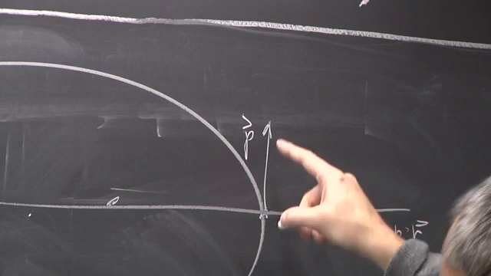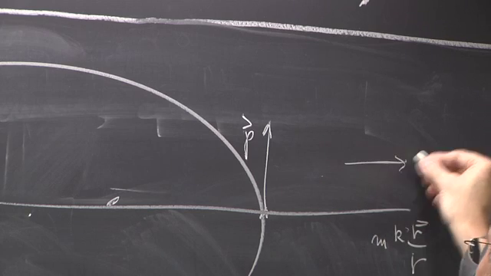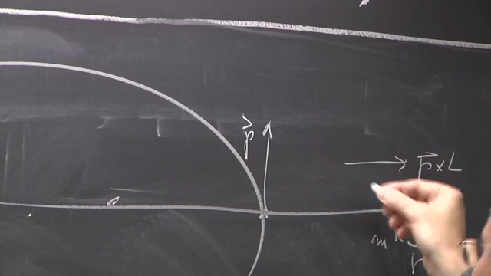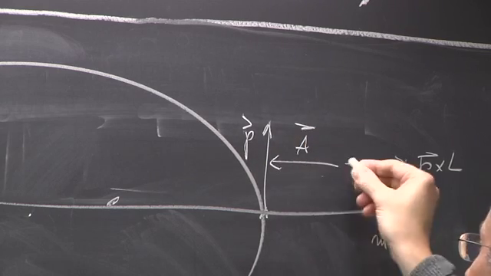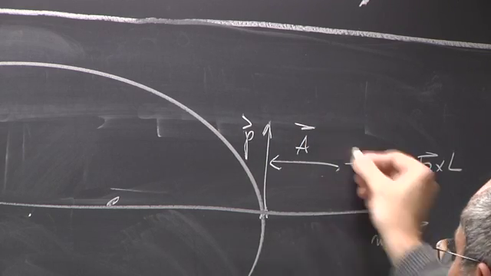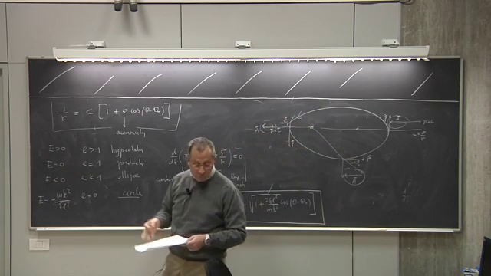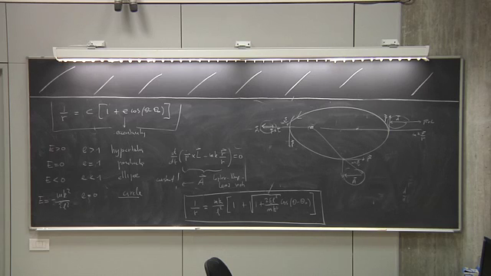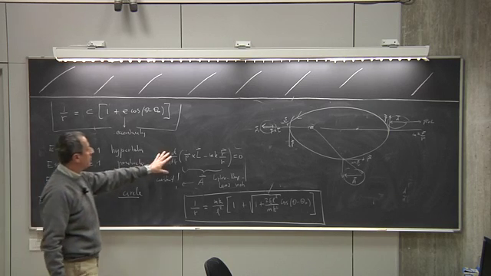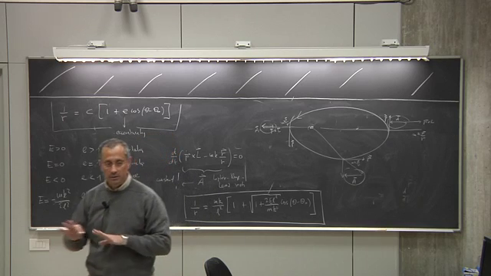Now if P is going this way, P cross L is somewhere in this direction. I have to take the difference. So now A is pointing this way. So you see, it just remains the same. It remains the same along the orbit. It's amazing. So we saw it through the algebra, and here we see it through the eyes of geometry. The two.